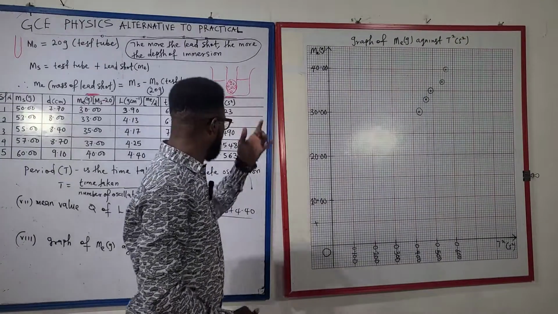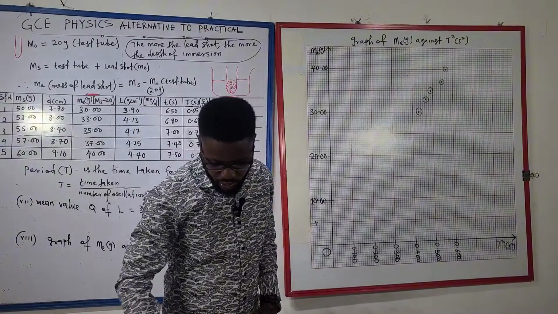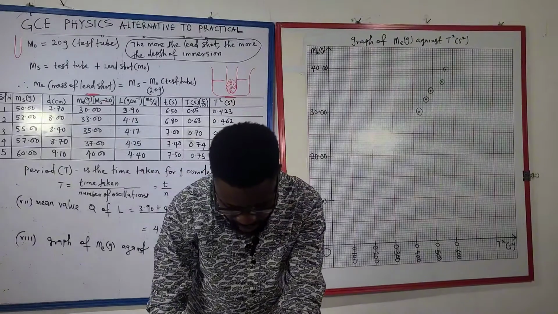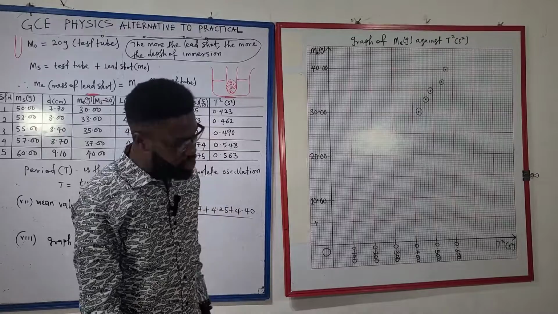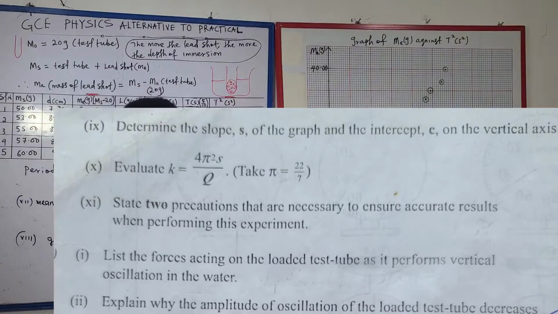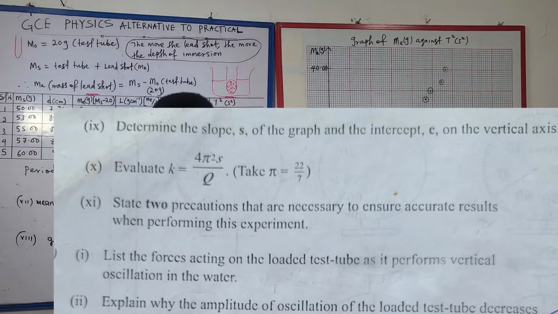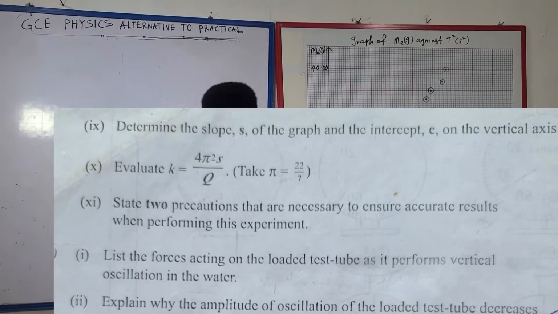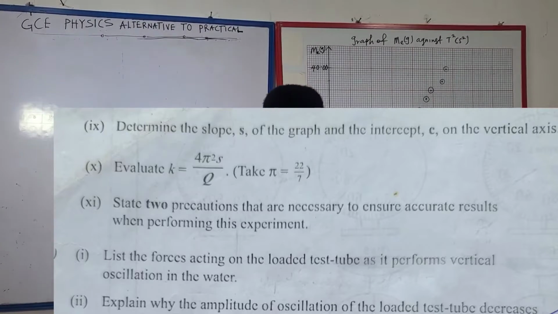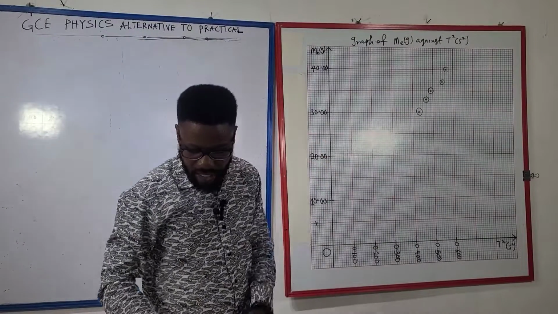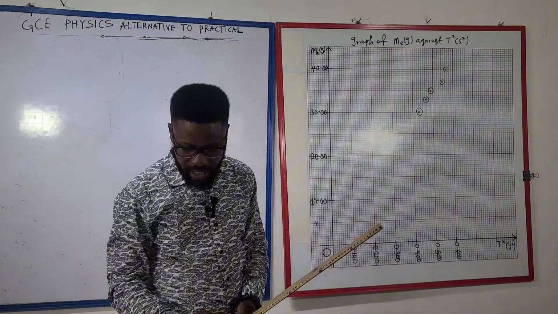Now the next thing for me to do is, I've been able to plot the graph of ME on the vertical. Now to question IX. I was told to determine the slope X of the graph and the intercept C on the vertical axis. Next question is question IX, that's Roman figure 9. We were told to determine the slope from this graph we had plotted.